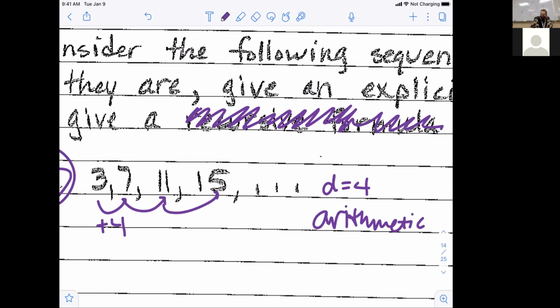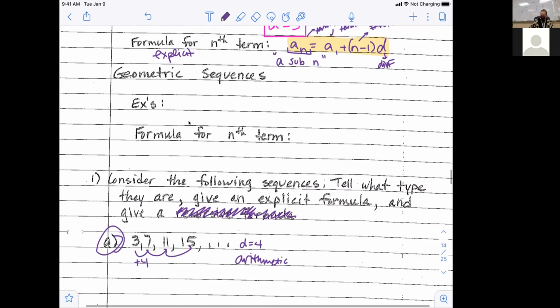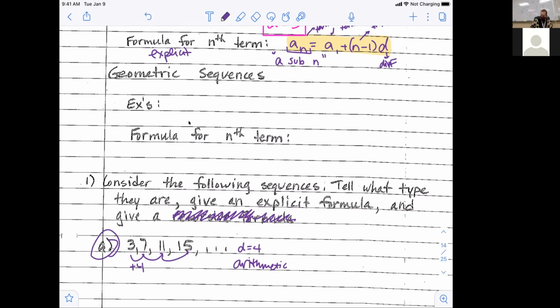And we're going to write our generic form for this. So again, if you remember, our formula is up here. So I'm going to write a sub n, because that's my general term. I don't know what term it is. What's my a sub 1? What's my first term in the sequence? 3, good. Plus n, we don't know what number term we're looking for, n minus 1. And then d is my common difference, which is 4.